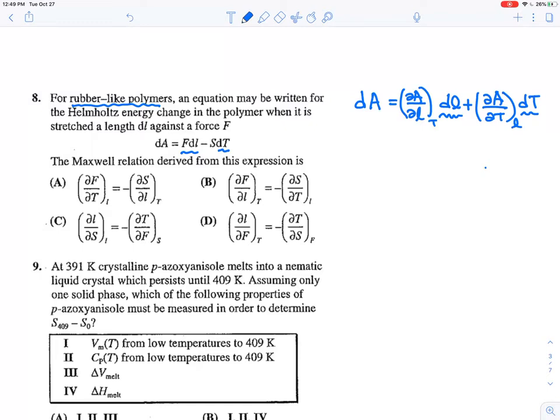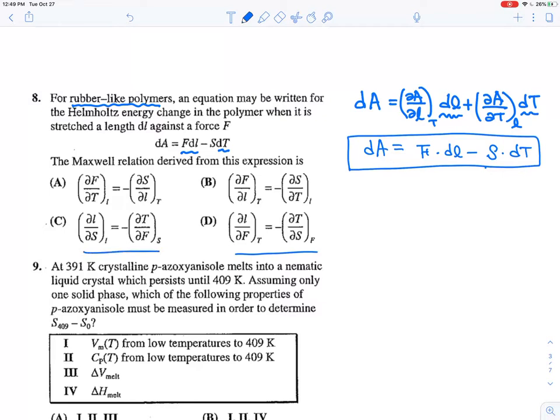And then this one is telling me that this is a case for a force times dL, and an entropy times dT. So as far as stretching the rubber molecules in a rubber-like sample, this is how the free energy is being defined. And then they wanted to show how the Maxwell-like relationship comes about. So this is an F, that.